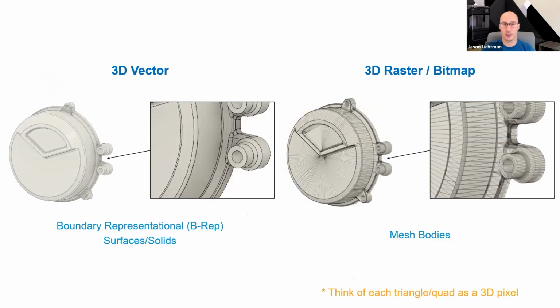The same analogy I used about the raster and bitmap versus the vectors, here we are. I want you to think of the boundary representational surfaces and solids as 3D vectors. And I want you to think of the mesh bodies, whether they have triangle polygons or quad polygons, I want you to think of those as 3D raster or bitmaps. And the key is that the triangles or the quads are essentially the 3D pixels, right?